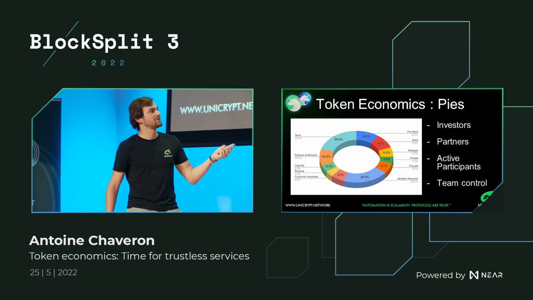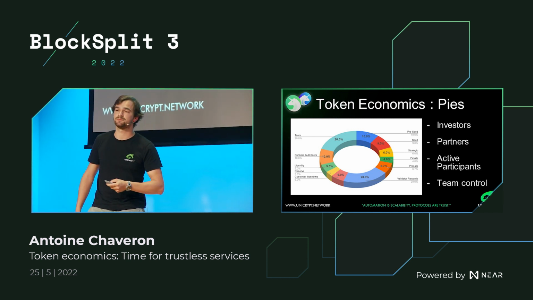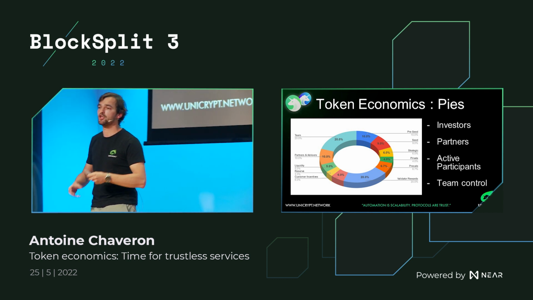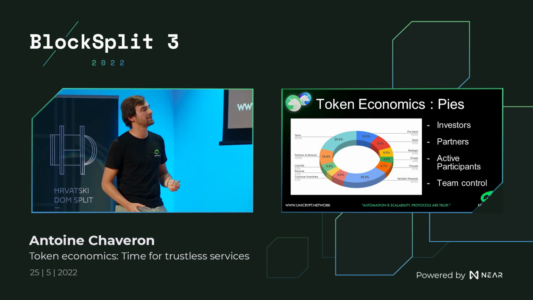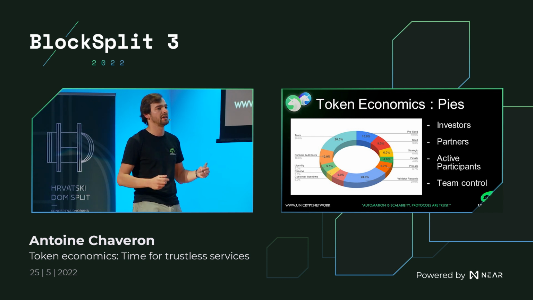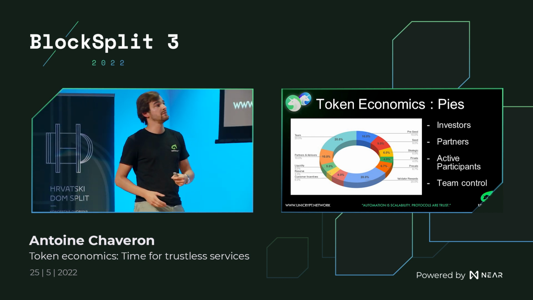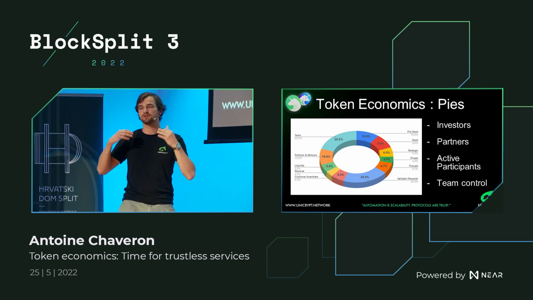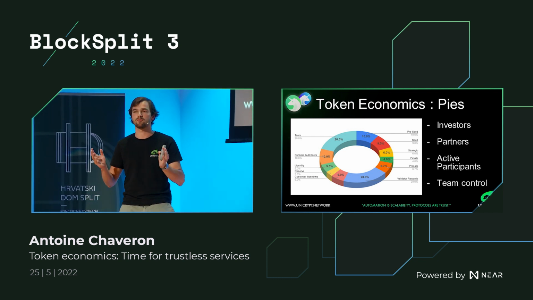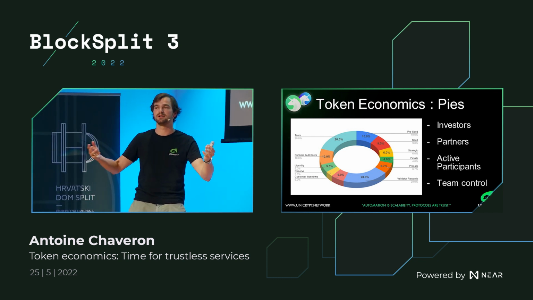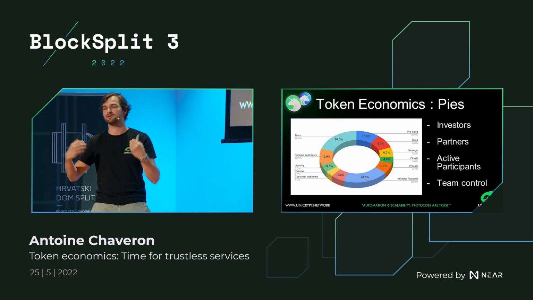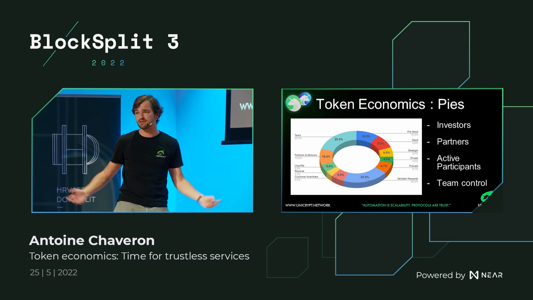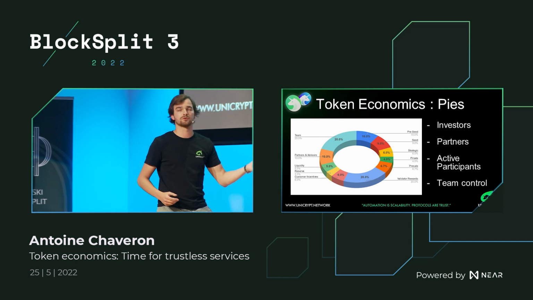Then active participants. So active participants is mostly related to the community itself. So you have people that may stake their token, that may work for a bounty. It's basically people doing something rather than just holding in your ecosystem. Don't get me wrong. Holding is also being somewhat passive-active because you're actually part of something, and you can later on vote and so on. And then you have the team control.